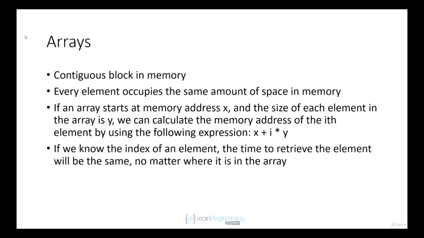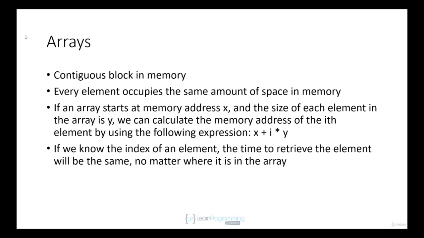So basically what that means is if we know the index of an element in the array, then the time or the number of steps we have to do to retrieve the element will be the same no matter where it is in the array. Because all we have to do to get the memory address of that element is X plus i times Y. And that works whether we want the first element in the array, or the 5,000th element, or the 1,000,000th element. All we ever have to do to get really quickly to that element is do that simple calculation to get the memory address.